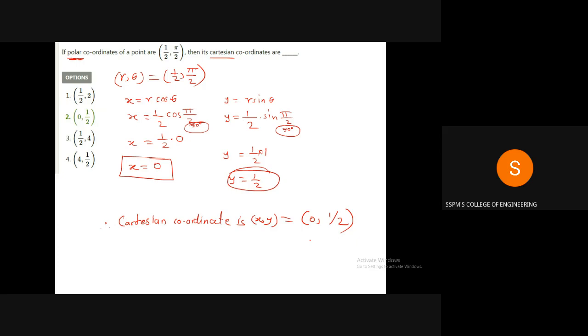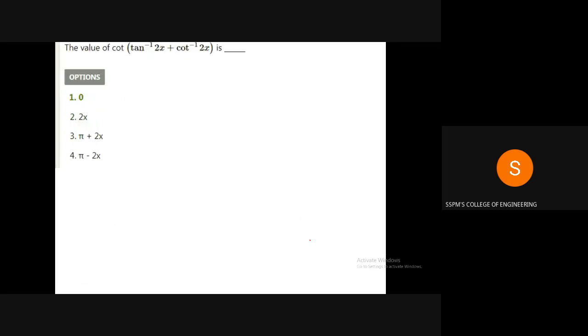Okay. Now next question. A term is given and we have to find the value of it. What is the term? It is cot of (tan inverse 2x plus cot inverse 2x). So how can you solve this?